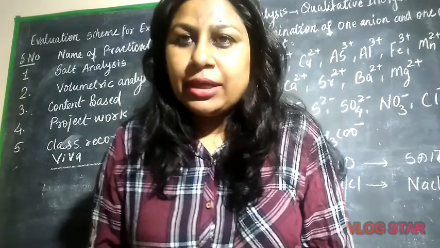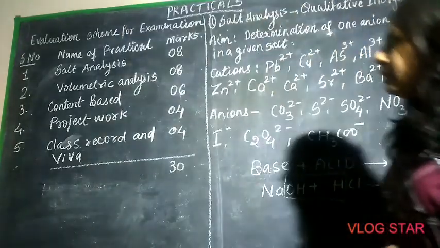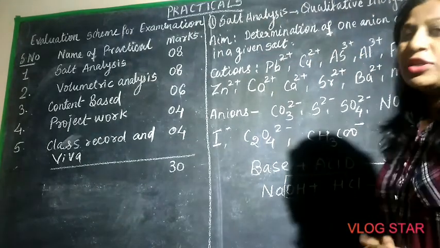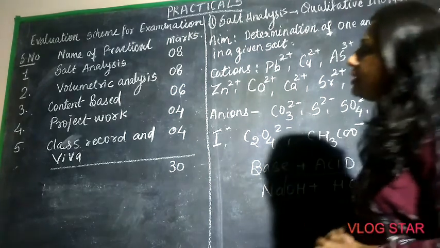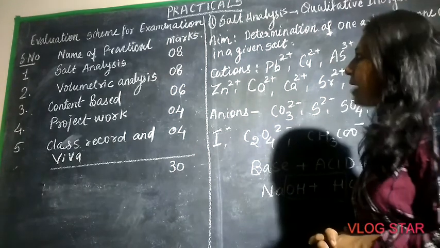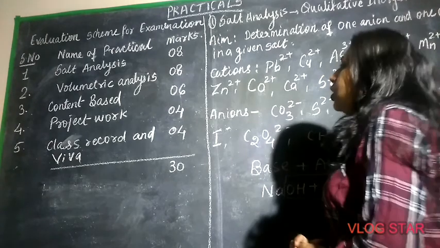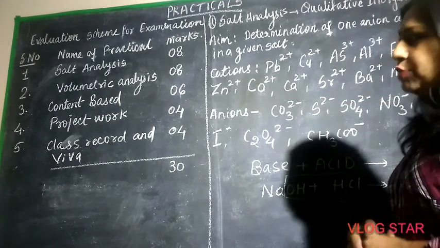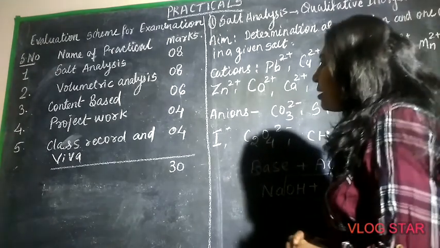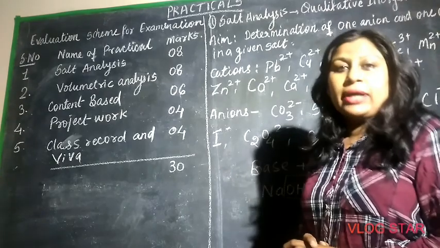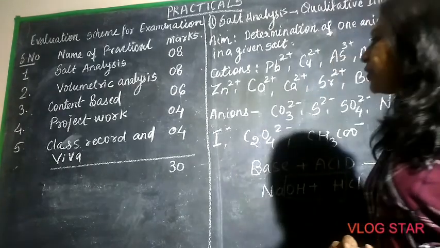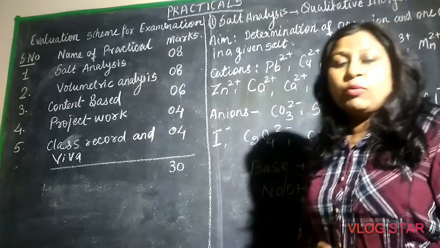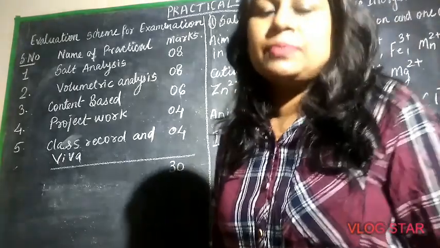First we'll see the examination scheme. The evaluation scheme for examination will be: practical serial number 1, salt analysis carries 8 marks; volumetric analysis carries 8 marks; content based carries 6 marks; project work carries 4 marks; class record and viva carries 4 marks, which makes it a total of 30 marks.